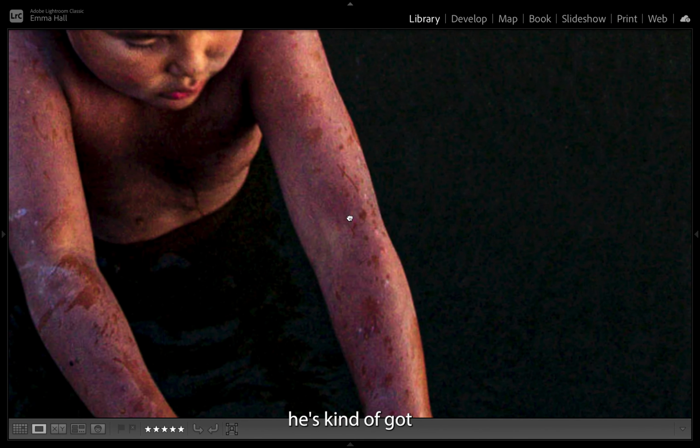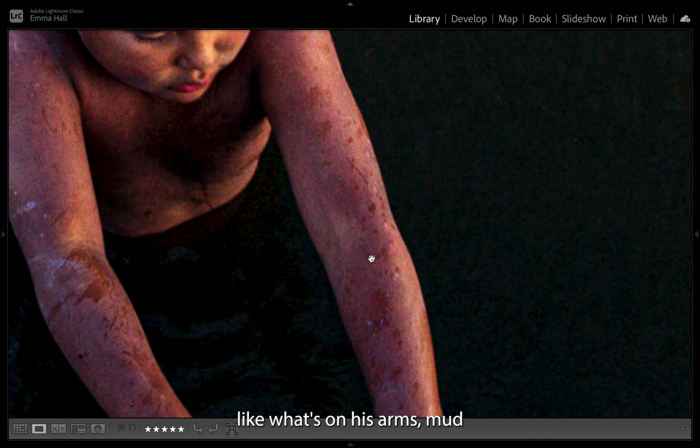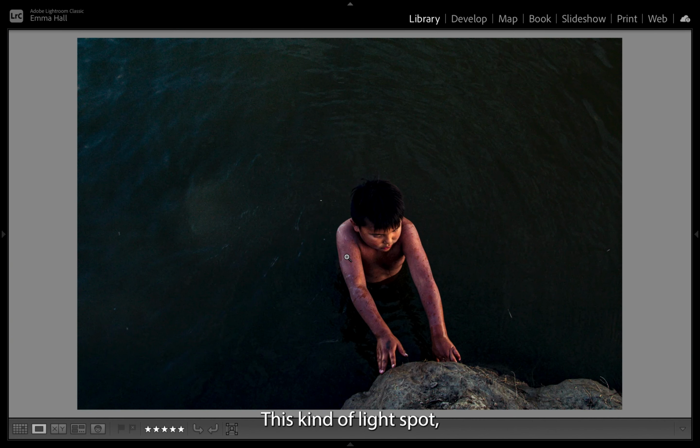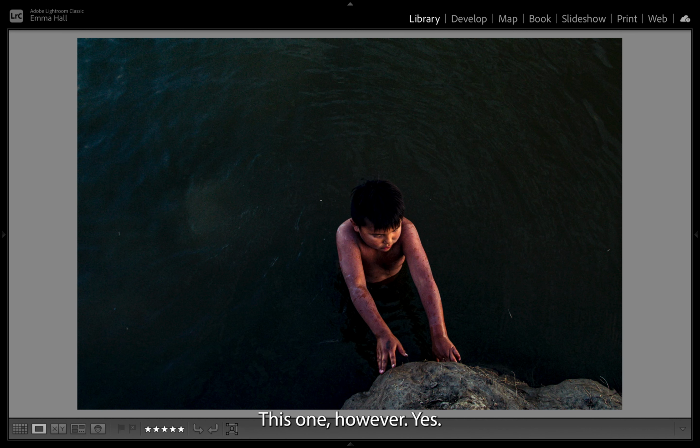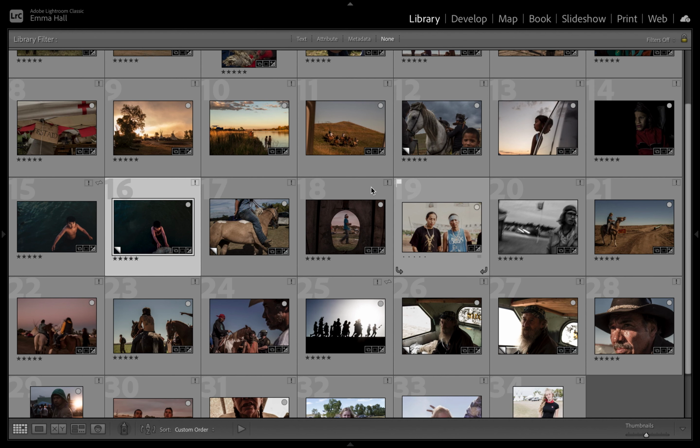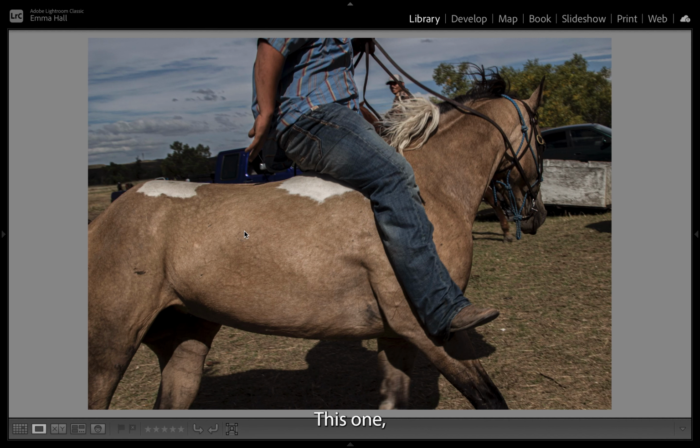He's got what's on his arms, mud or something like that. This light spot, this negative space. This is actually one of my favorite photos ever that I've ever taken. I just really love everything about this photo. This one, just not very interesting at all. This one, however, yes. So I think it's a pretty clear choice for that. Oh, we gotta keep going.